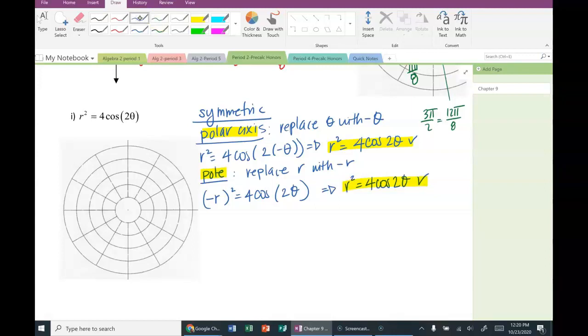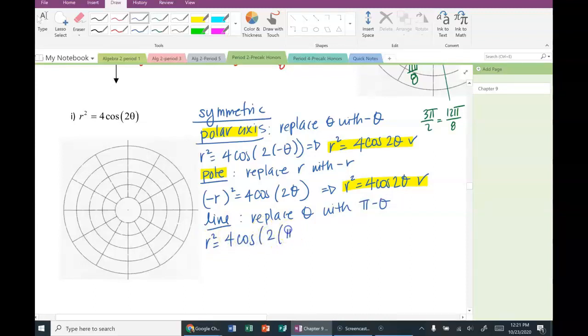Wait, we did the pole already. So we want to now go do the line. Sorry, I kind of did it out of order this time. So the line is to replace theta with pi minus theta. Okay, so r squared equals 4 times cosine of 2 times pi minus theta, and distribute that to r squared equals 4 times cosine of 2 pi minus 2 theta.